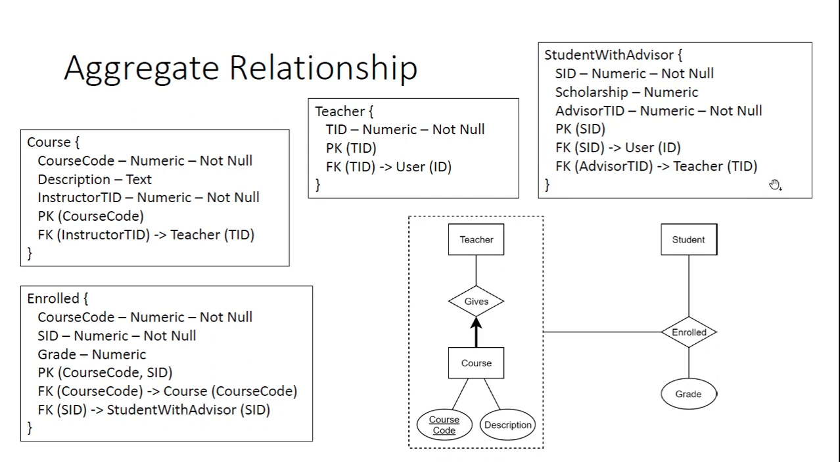For the student table, our primary key was SID. So this enrolled relationship needs two foreign key attributes. One was to connect it to the course table. The other one is to connect it to the student table. So one of them is the course code, and the other is SID for the student. It is going to refer to a student in the student with advisor table. It is going to be related to the attribute called SID.